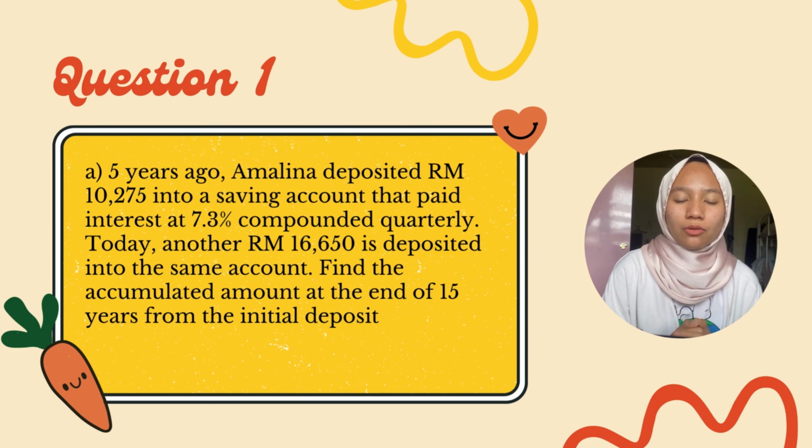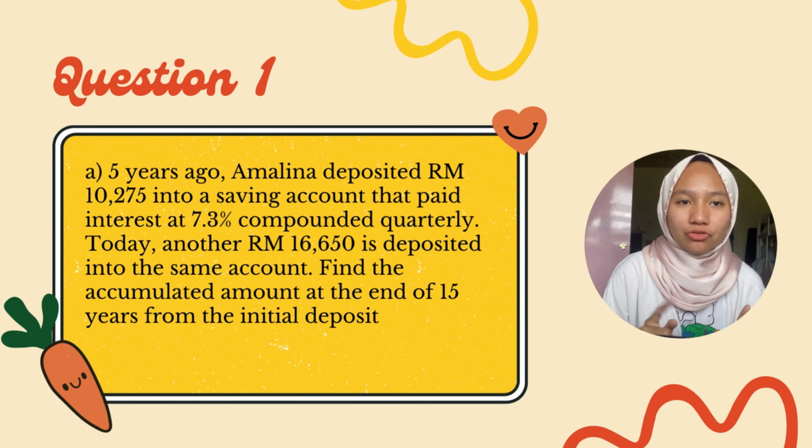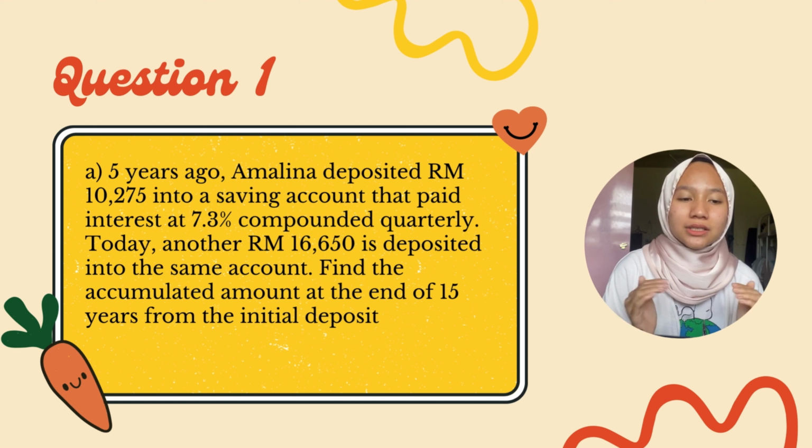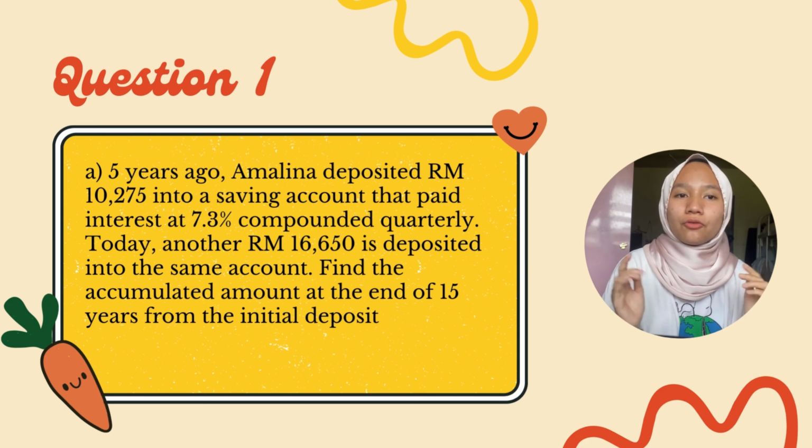So the first question, part A: 5 years ago, Amalina deposited 10,275 ringgit into a saving account that paid interest at 7.3% compounded quarterly. Today, another 16,650 ringgit is deposited into the same account. Find the accumulated amount at the end of 15 years from the initial deposit.